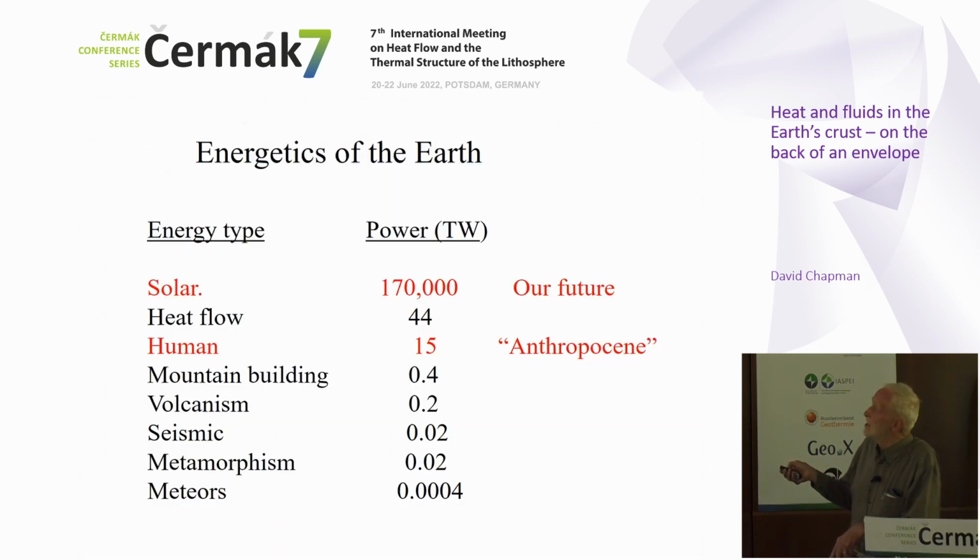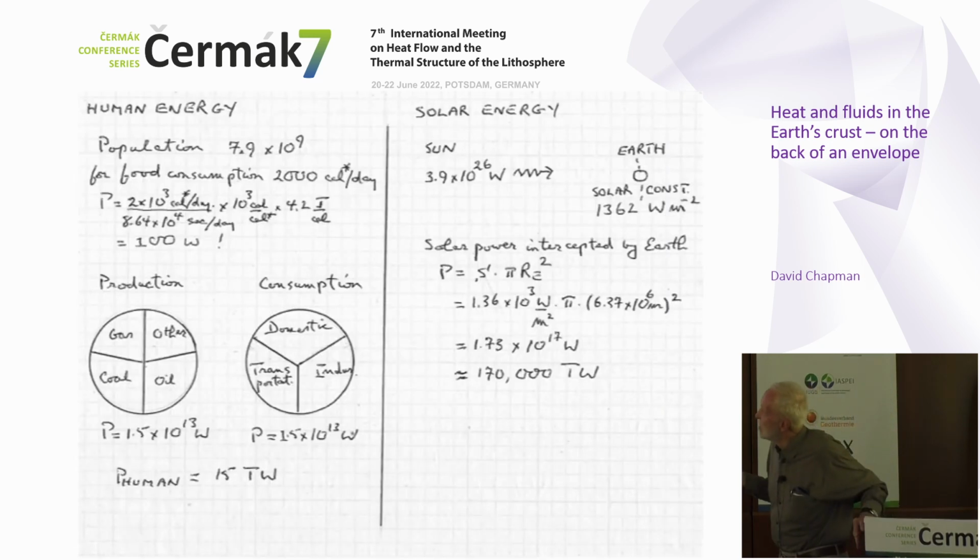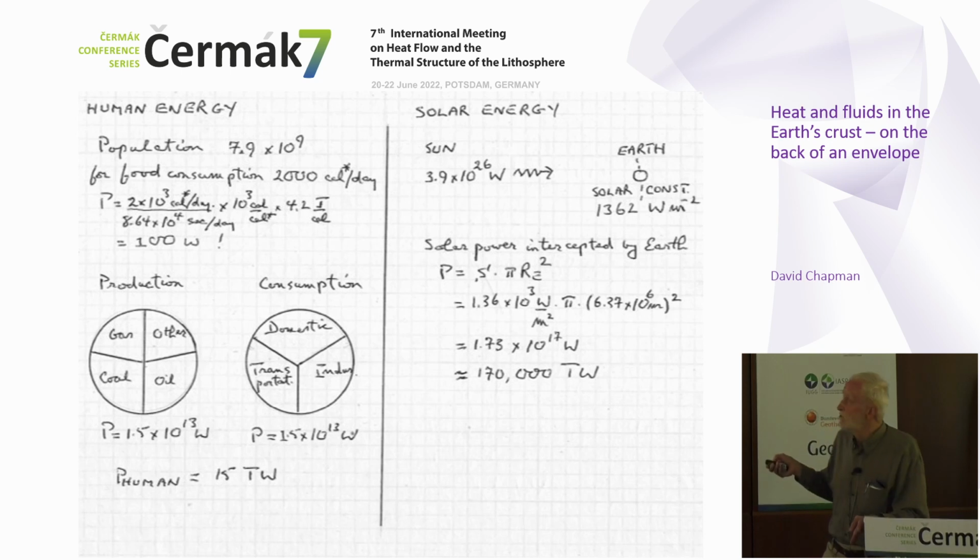But if you put that together for 100, let's go back one. Can we go back one? So if you put that together, but that's just basically to survive. We get 100 watts times 8 billion people, but we produce energy and we consume energy. And when you do all of that, humans are about 15 terawatts consumption of production of energy.